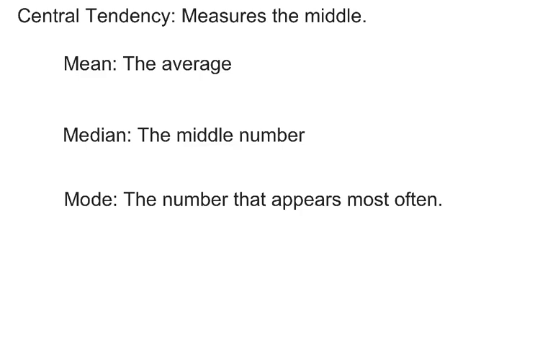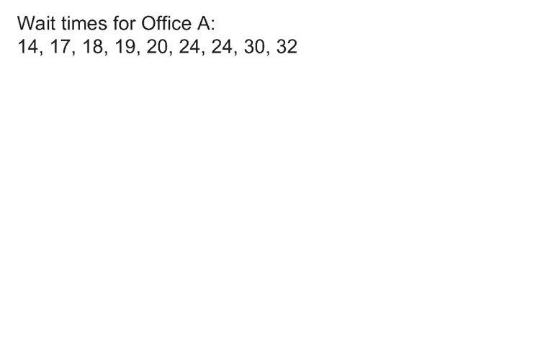Now sometimes with a set of data, we might have more than one mode. So if like one number shows up 5 times over here and a different number shows up 5 times over there, they're both the mode. And if no number shows up more than once, then there is no mode. And that just says that each piece of data is unique.